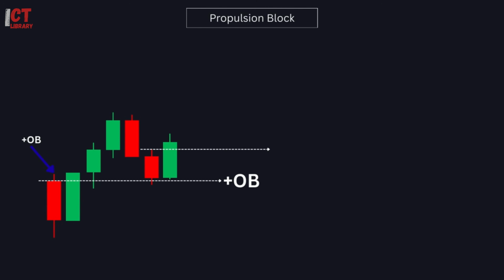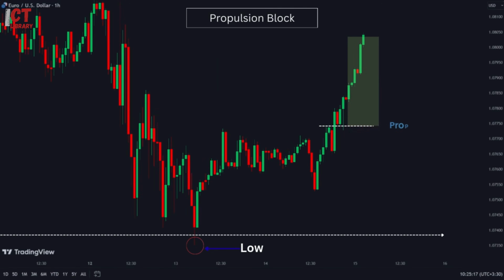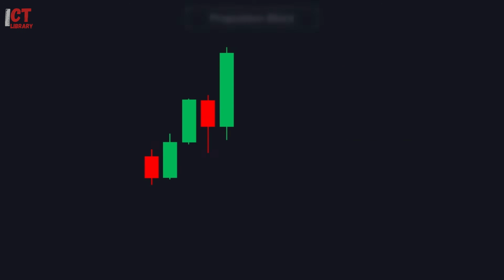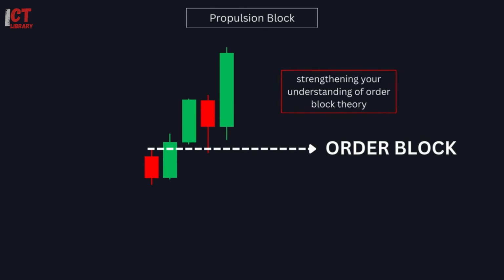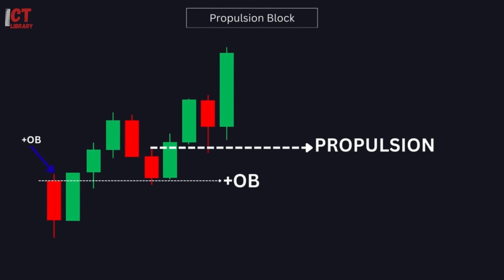So here is the real question. Are you recognizing these setups or trading blindly? By the end of this video, you will understand the propulsion block framework and how it reveals high probability price movement. Let's get started. Our focus today is strengthening your understanding of order block theory. In this lesson, we are going to discuss propulsion blocks.